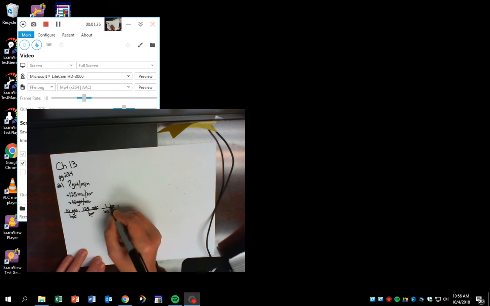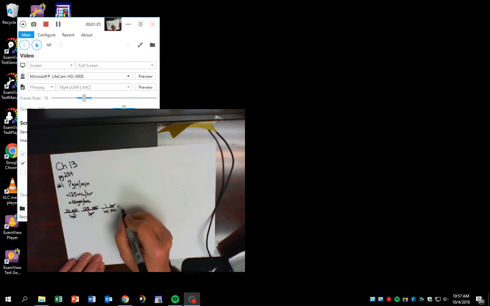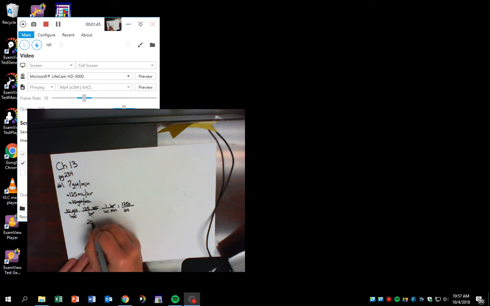Milliliters cancel out, hours cancel out. So 10 times 125 gives us 1250 over 1 times 1 times 60, and that gives us 20.83 repeating. Again, this number is higher than 10, so I'm going to round that to the whole number. So 21 drops per minute.